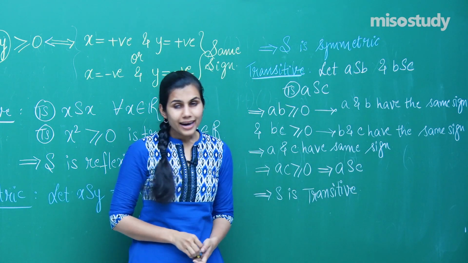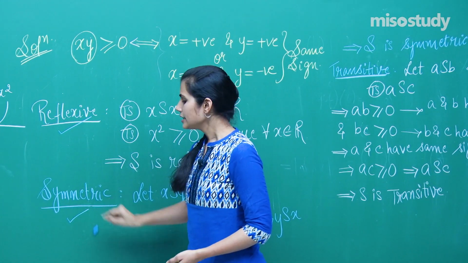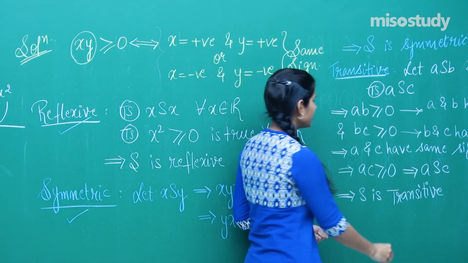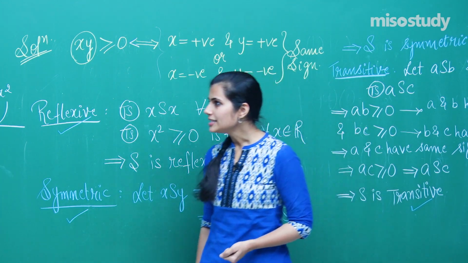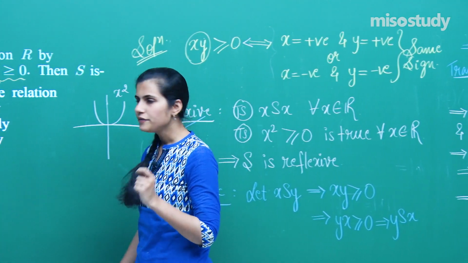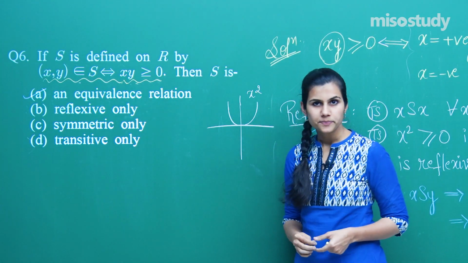And therefore, my S, which is given to me, is reflexive, symmetric and transitive. Therefore, this S given to me is definitely an equivalence relation.